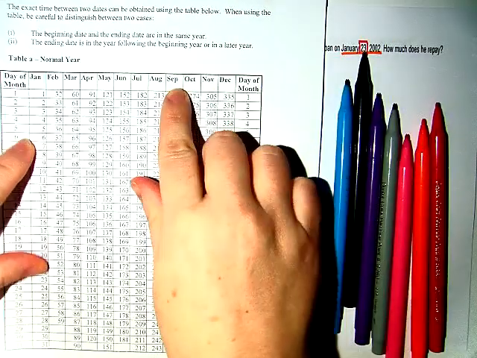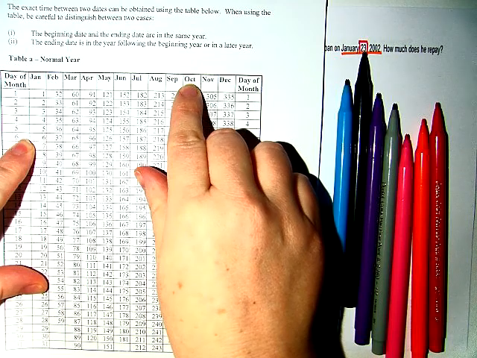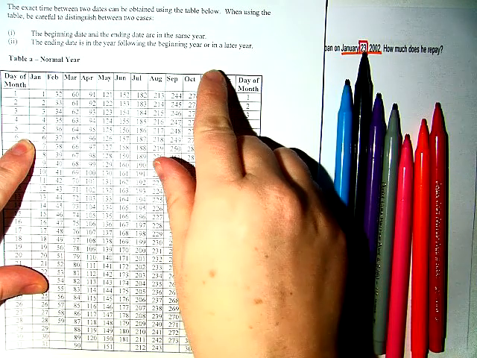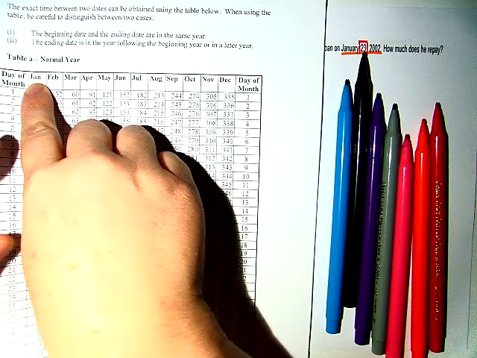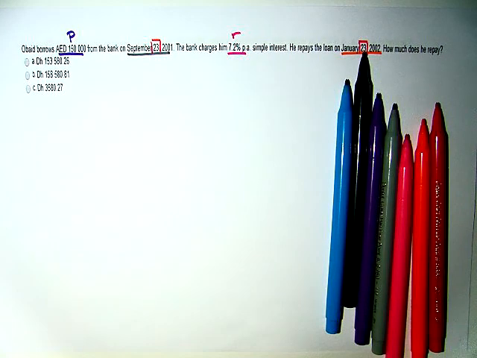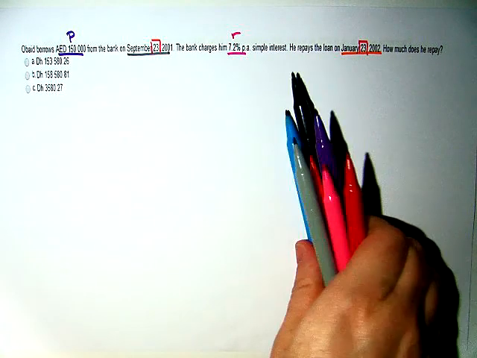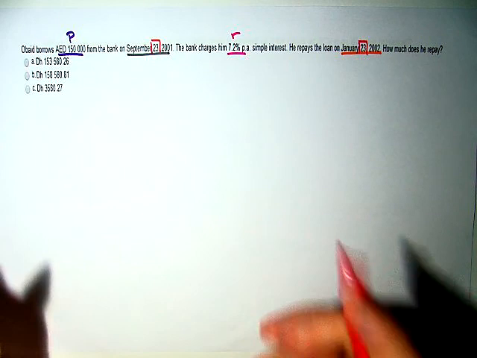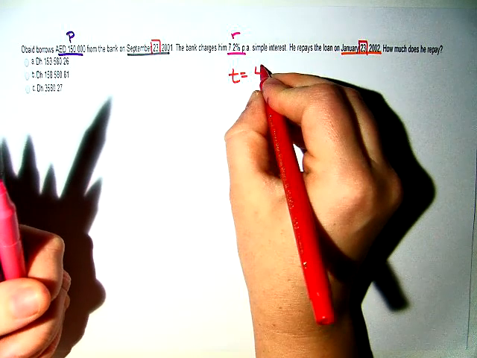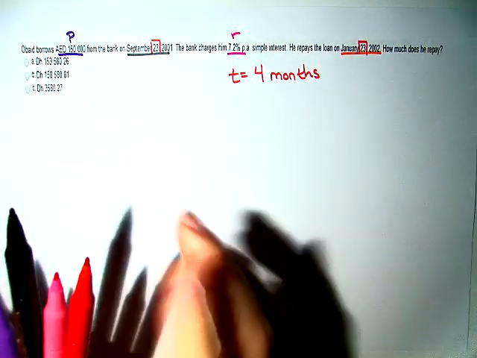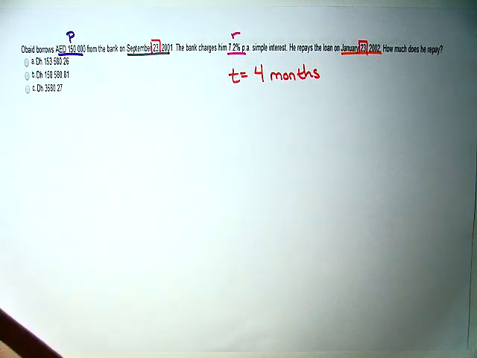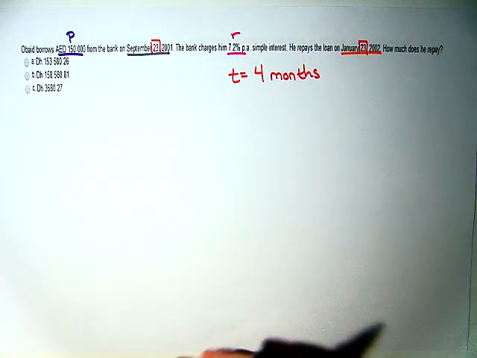September to January. So October is 1 month, November is 2 months, December is 3 months, so January is 4 months. So what we're looking at for our time is 4 months. Now, once you get the time out of the way, the rest of it falls together very, very nicely.